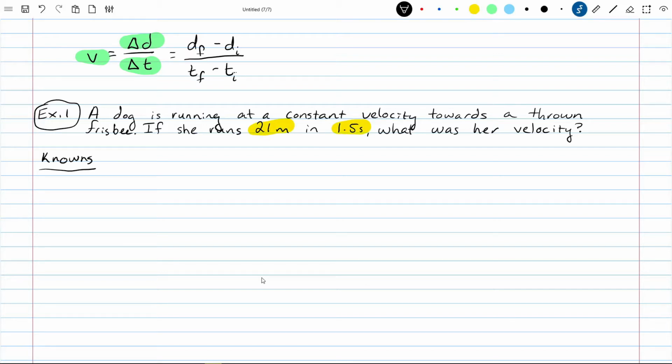Now, what are these things? That's the next thing that we need to identify. 21 meters. Meters is a measure of distance. So we know that she ran a total of 21 meters. Since it doesn't give us an initial distance, we can assume that it's 0, and therefore our total change in distance, the total distance that she ran, is 21 meters. Similarly, we can look at that 1.5 seconds and say, okay, it took a total of 1.5 seconds. So the change in time in this case is 1.5 seconds.